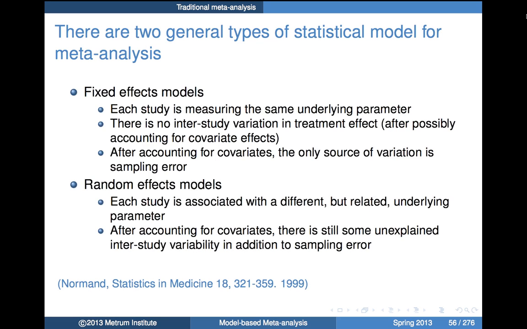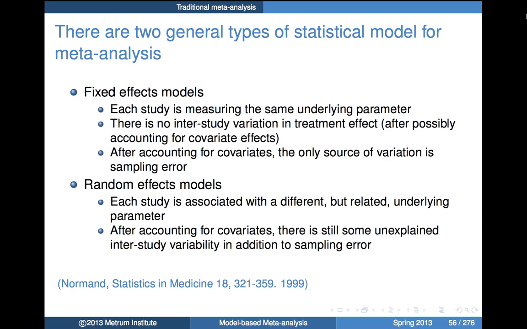When we're performing these traditional meta-analyses, we can really think about there being two broad classes of models. The first that we'll start with are called fixed effects models. And the basic idea there is that each study is measuring the same underlying parameter, so the same underlying treatment effect, for example, and that there's no between-study variation in that treatment effect, and that may be after we've accounted for covariate effects. But in the simplest conceptualization, we will just say that there's no between-study variation in treatment effect.